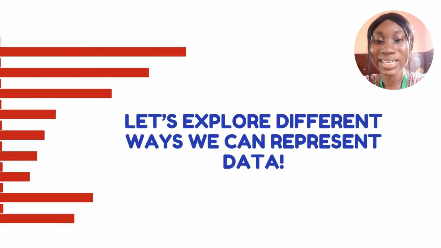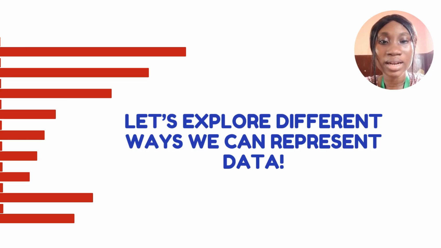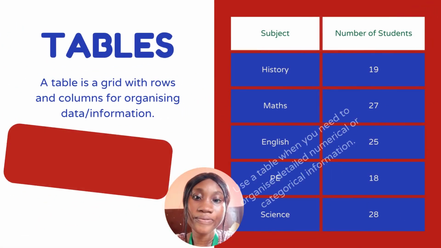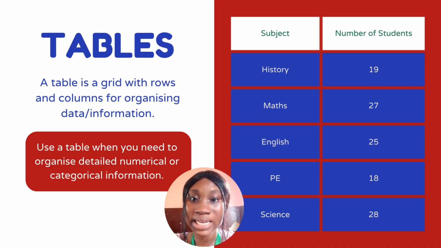So now that we've learned what data representation is all about, and we've looked at the various forms data can take, we've said that data can be represented using numbers, using pictures, using charts. Now let's take a look at some of those ways we can represent data. So the first kind of data representation form we'll be looking at is tables. We can make use of tables to represent data.